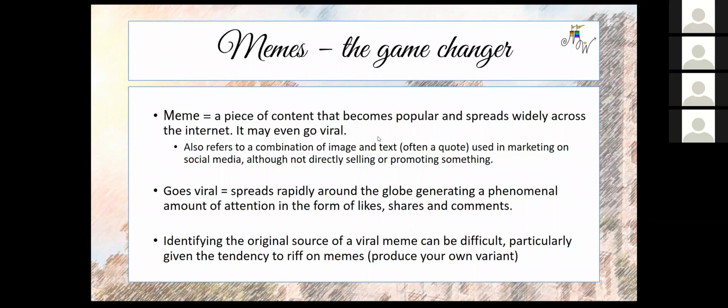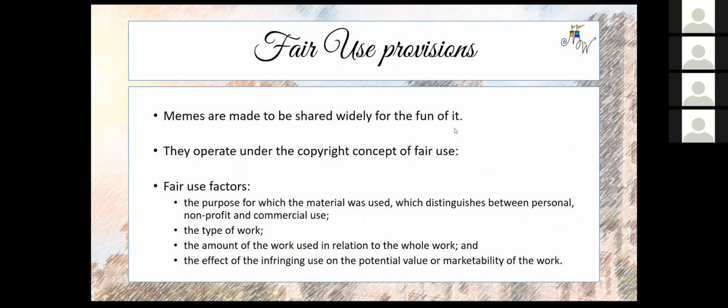Now, to go viral means that it basically spreads dramatically, widely around the globe, and it generates a phenomenal amount of likes and shares and comments, and variants are produced. It gets adapted and rehashed and changed, and everybody makes their own. So identifying its source can be really, really difficult, as I said. And it's encouraged to produce its own thing. And that's really the point of memes. Memes are made to be shared widely for the fun of it. People who create memes want them to go viral.